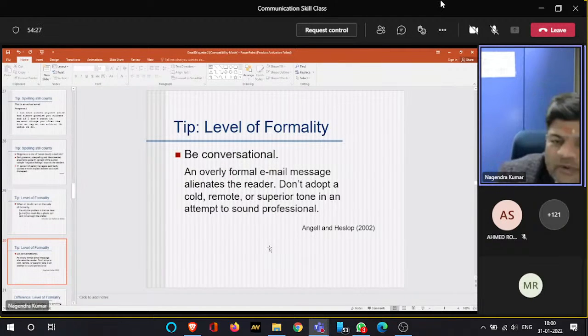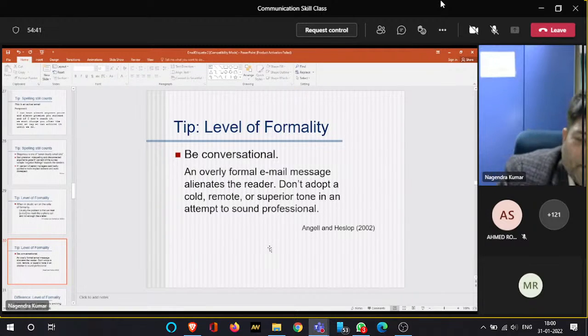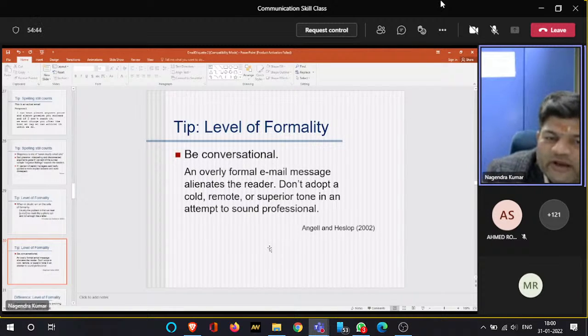If you go to bigger organizations, you will find that even the bosses and superiors write emails that have an undertone of conversational tone, as if they are talking to you and giving you full respect, and talking as if they are your friends. So less formal emails are preferable to strictly formal ones.